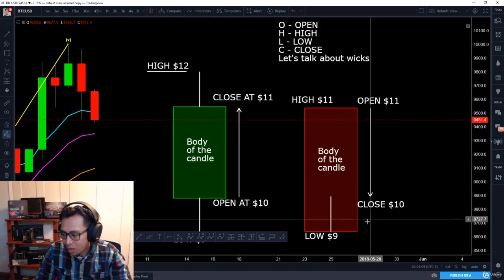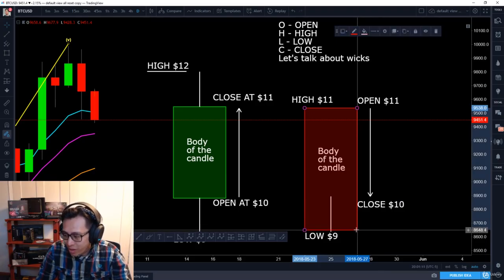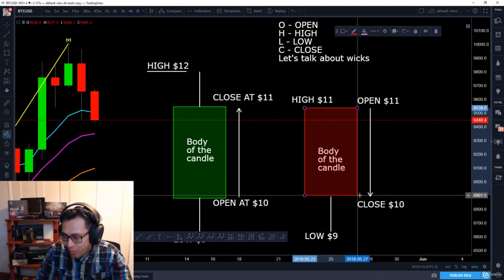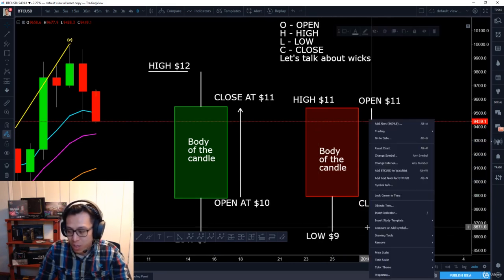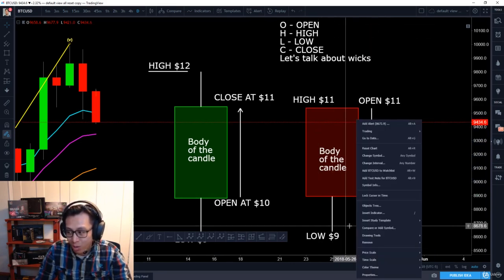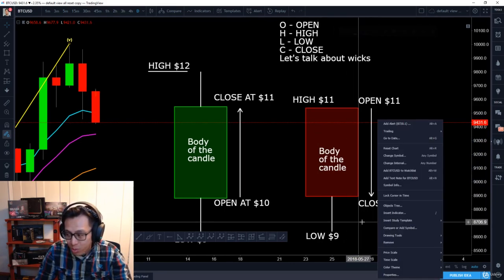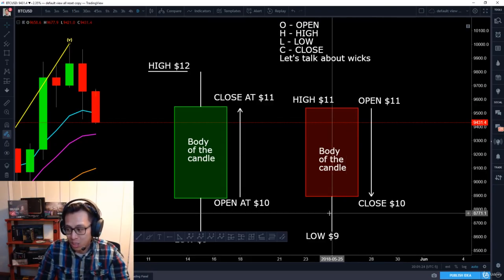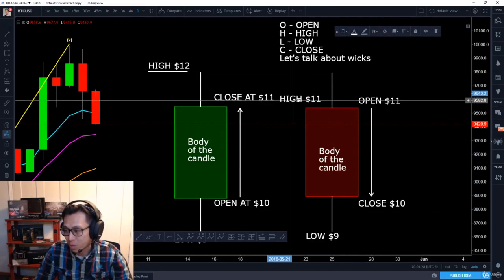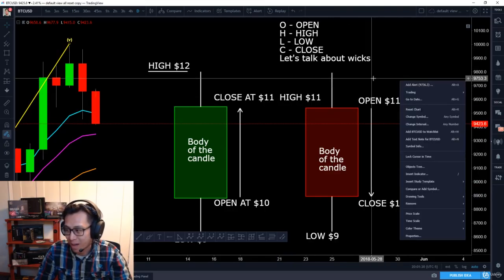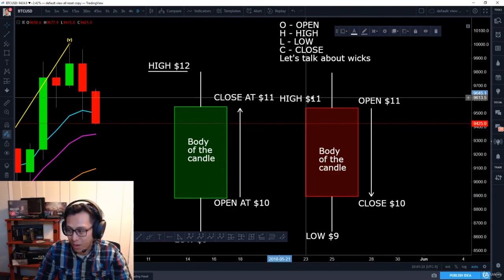So right here, the bulls have defended and pushed it back up, and then we see the wick. The low was now $9, and the close was $10. So let's also add another scenario like this, okay? We'll add this one right up there, just as an example. We have a wick. So what would this possibly mean?